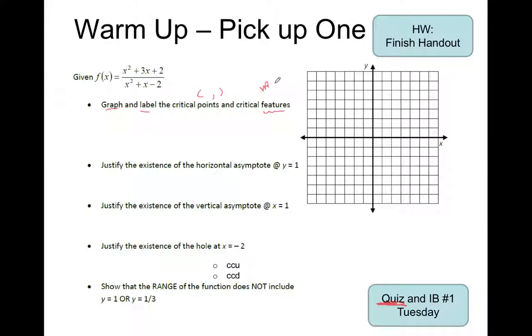Right? Vertical asymptotes, horizontal asymptotes, holes, swooshes. Those are all features. What kind of points have you had to label? You've had to label X and Y intercepts, axial intercepts, and any obvious max and mins.